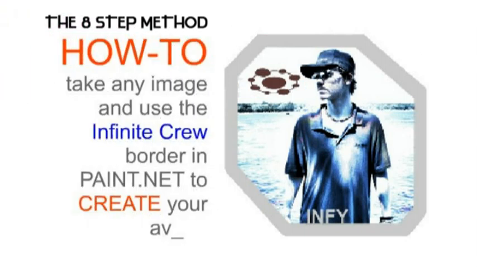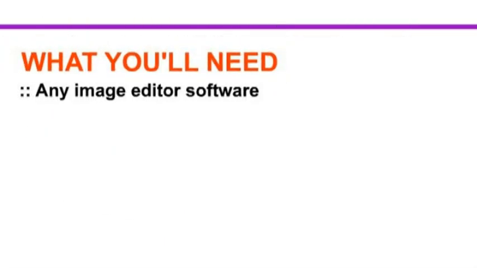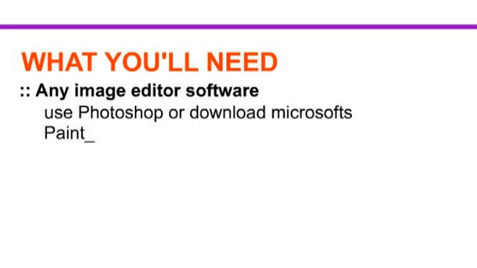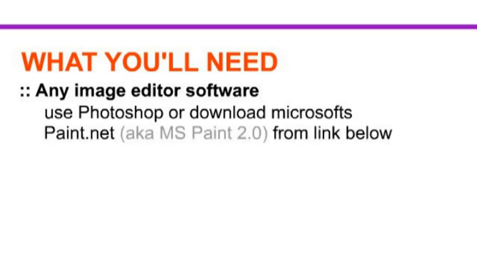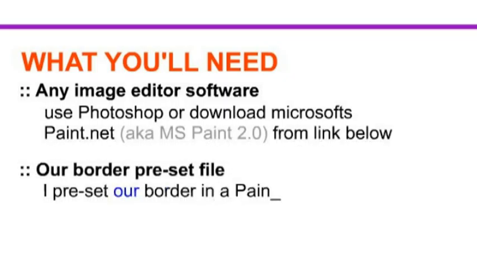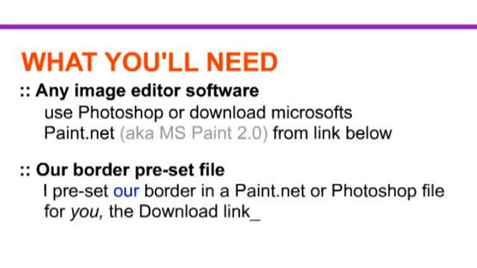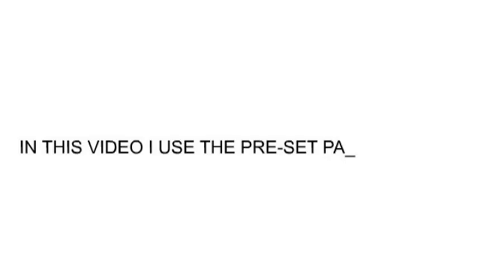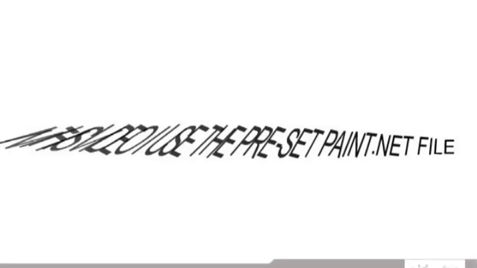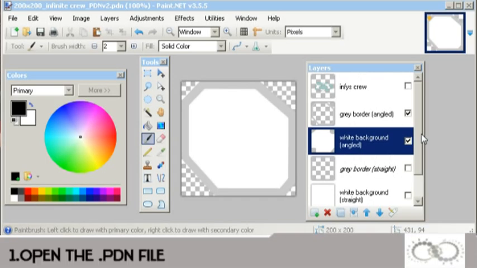Here we have the 8-step method, how to make any image with our angled border. You need two things. You need Photoshop or Paint.net, which is a free Photoshop type program. Everybody loves free. You also need the preset file. I've created two, one for Photoshop and one for Paint.net. You can download either of them below. We're going to use the Paint.net file.